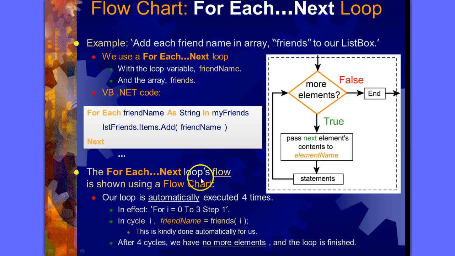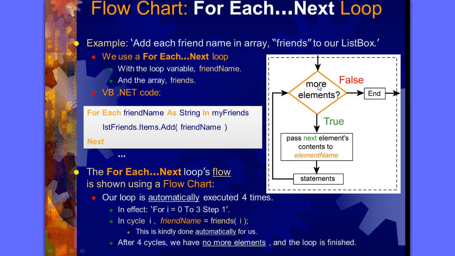The for each next loop's flow is shown by using a flow chart. So we check, are there more elements to do? If there are, we pass the next element's contents to element name. So we pass the first array element into friend name, and then we do the statements, and then we go back here. Are there more elements in here? If there are, we put the next element into friend name, and then we do the statements again, and we come up again.